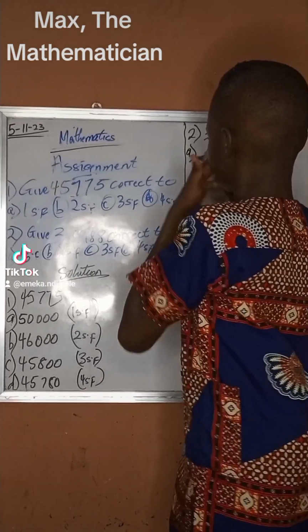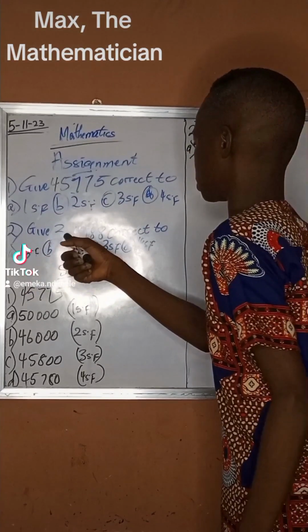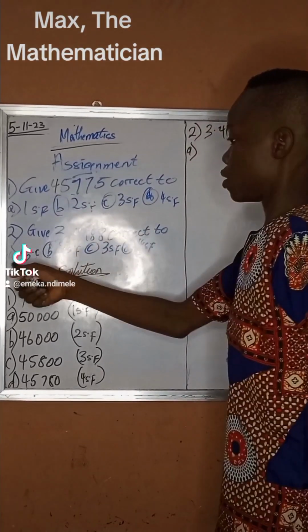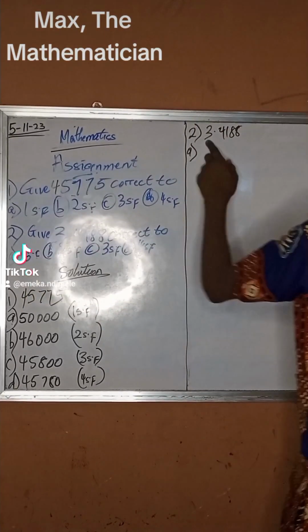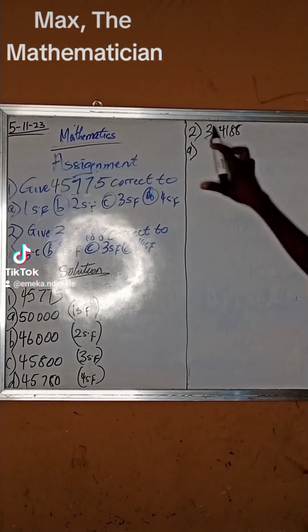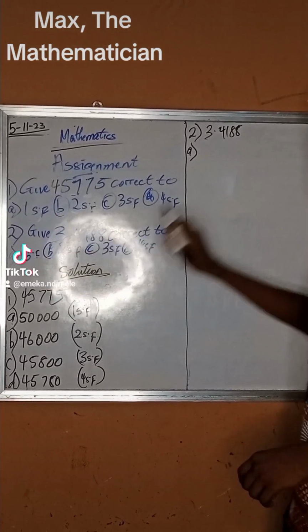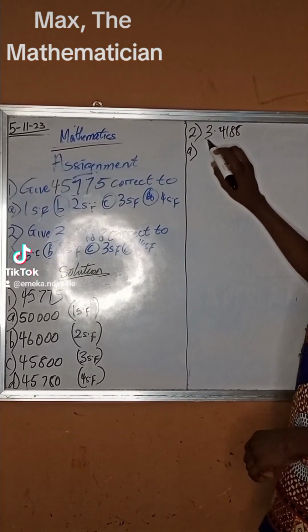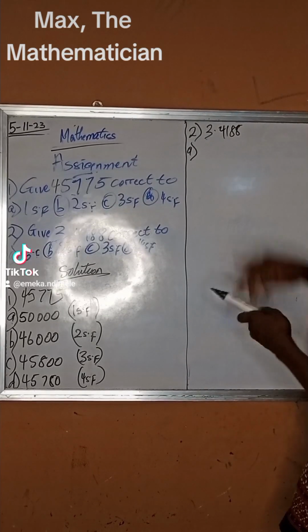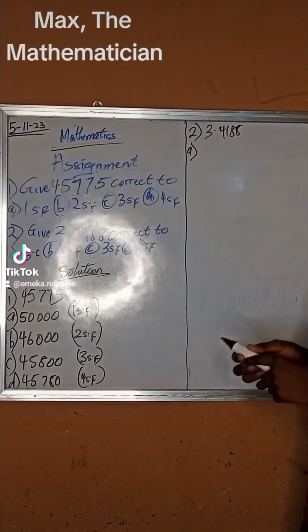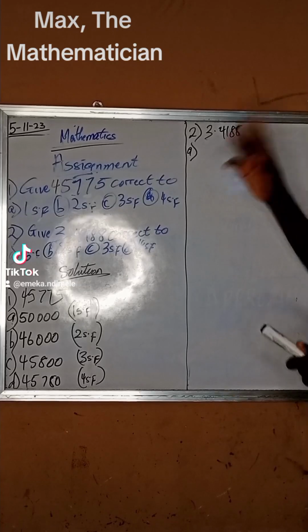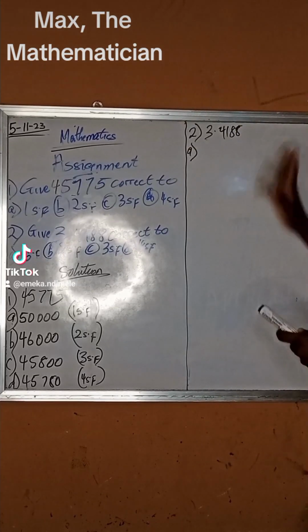Number 2, which is 3.4188. A. Give 3.4188 correct to one significant figure. The first significant figure in this number is this 3, which is the whole number. In this case, they say we should approximate the first significant figure. The first significant figure is 3. So the decider is 4. The 4 is in the range of 0 to 4. So you disregard the number.